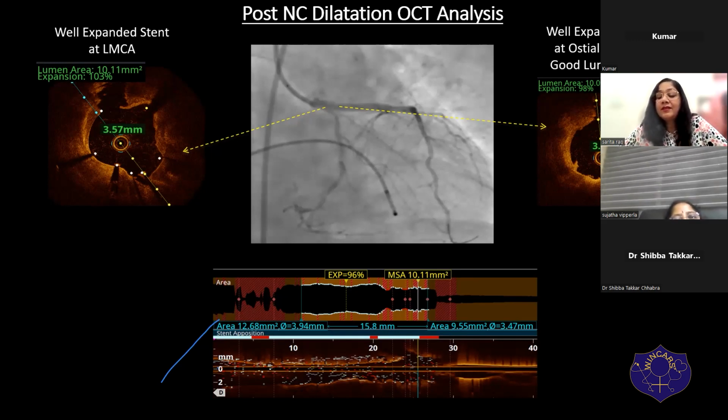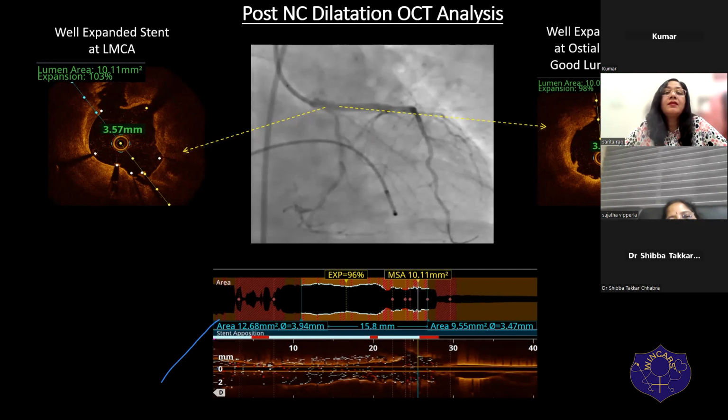No, you've written the well-expanded stent at LMCA. Yes. So the stent is across. No. No, that is a mistake. We kept it there only at the ostium. That is a mistake in the printing.